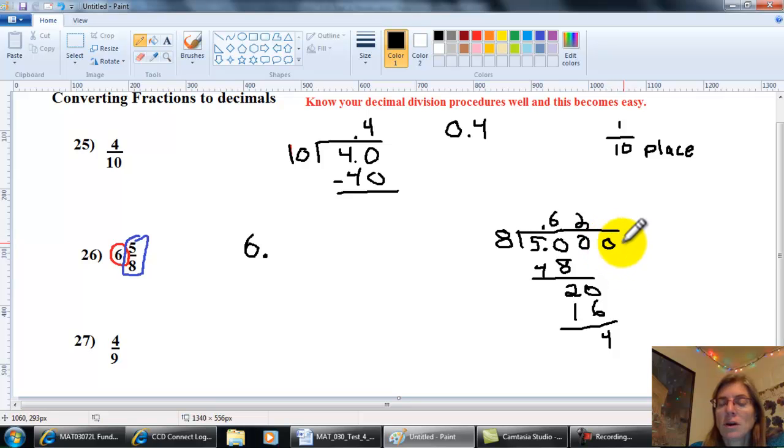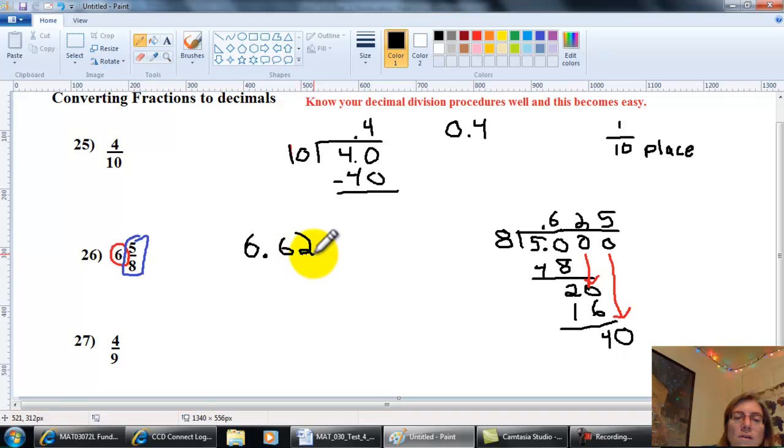Keep adding a 0. And if you're having trouble following some of that, I added a 0 there, and I'm adding another 0 here. 8 into 40, obviously that's 5. So then you have a decimal of 0.625. Well, you have this whole number 6, which is there. Now you know the decimal that 5/8 is, which is 625. So the whole decimal becomes 6.625.